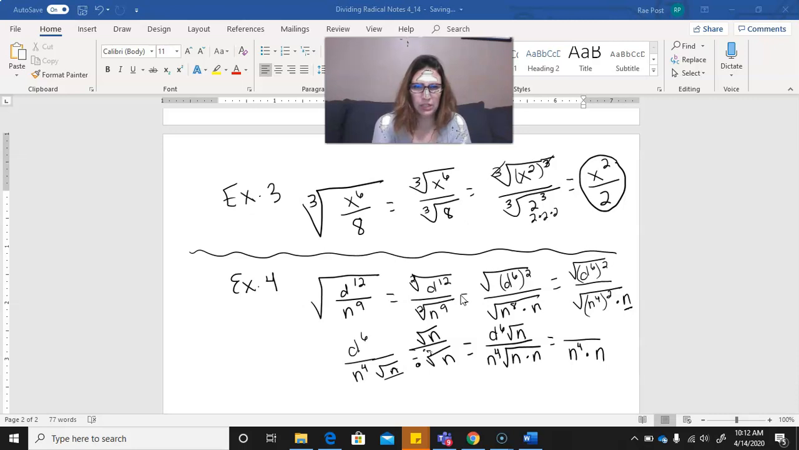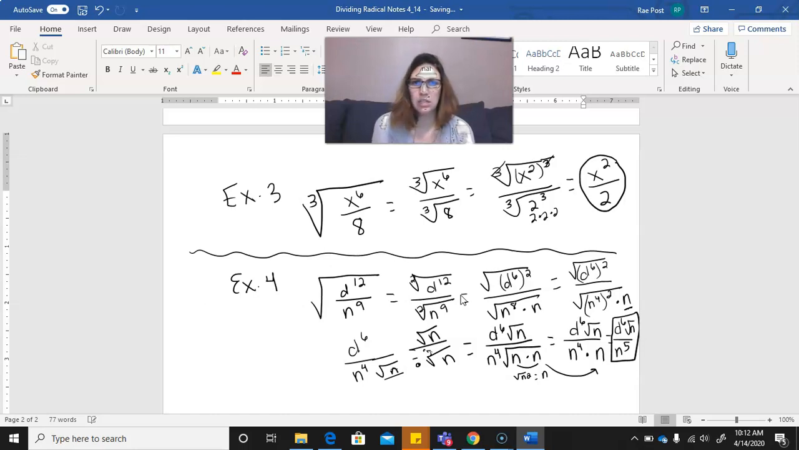And then right here you have d to the 6th times the square root of n, because whatever you do to the top, you have to do to the bottom. Whatever you do to the bottom, you have to do to the top. So I want you guys to remember, this is the square root of n squared. And the square root of n squared is just n. So when we did that, we got rid of our radical. So now really what you have is d to the 6th times the square root of n up top, and your bottom just becomes n to the power of 5. And that's your final simplified radical.